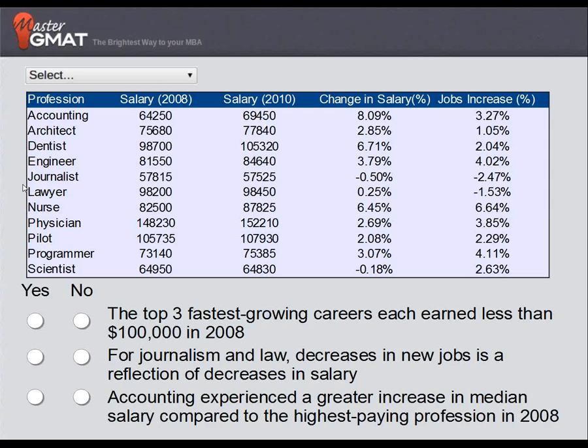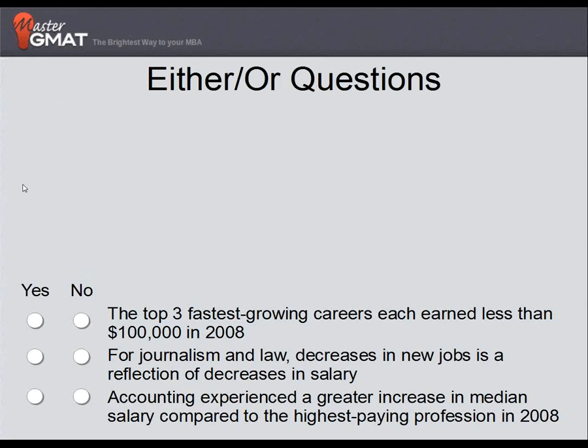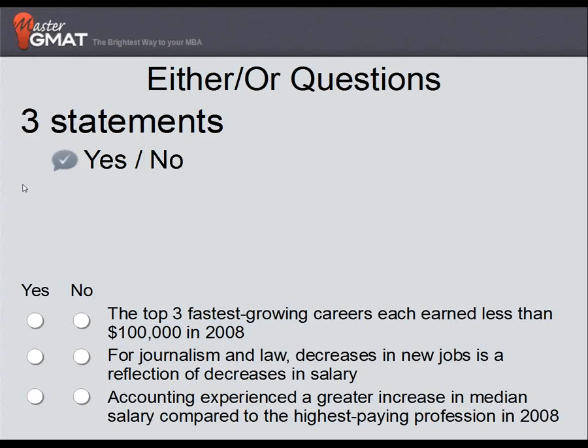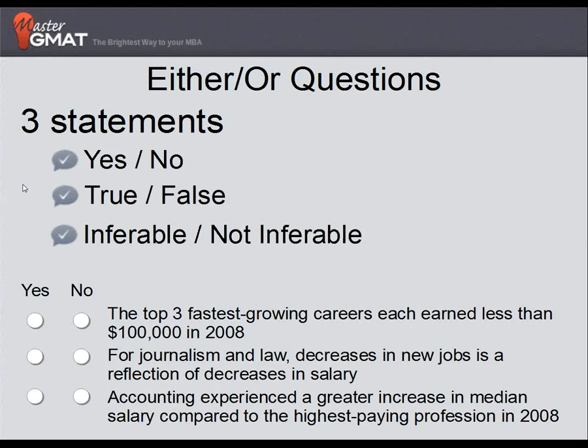For each question, you're going to be given 3 statements. Okay? For each of the either-or questions, you'll be given 3 statements. Each of these statements will have 2 possible answers. It could be a yes or no type question, could be a true or false type of question, or it could be an inferable, not inferable type question.